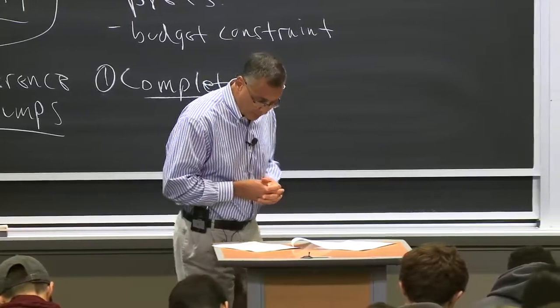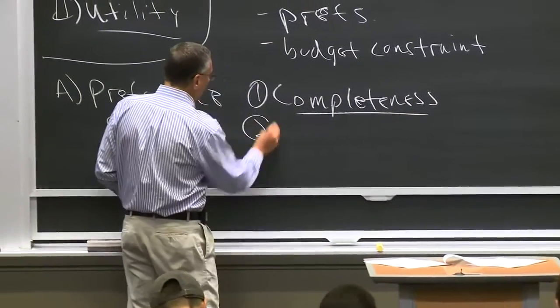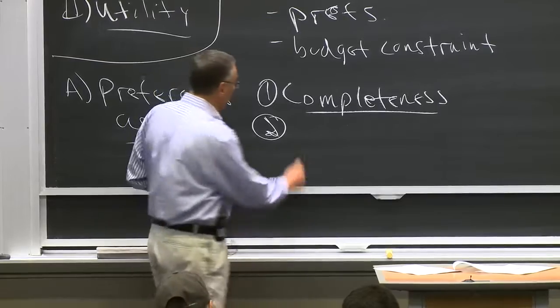That's completeness. Okay? The second is the assumption we've all become familiar with since kindergarten math, which is transitivity.